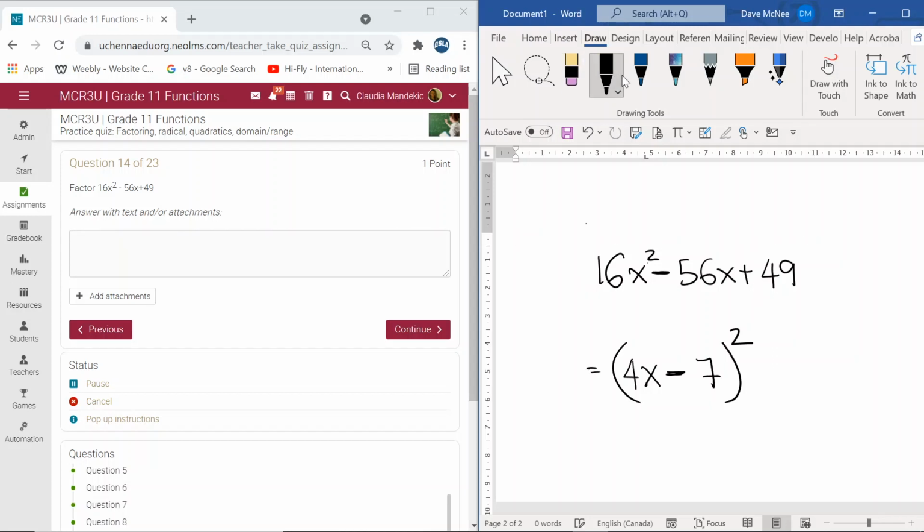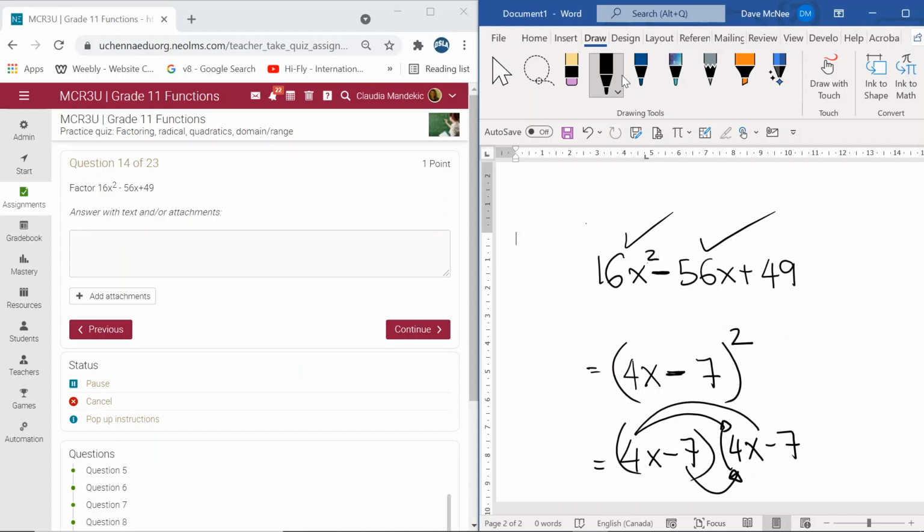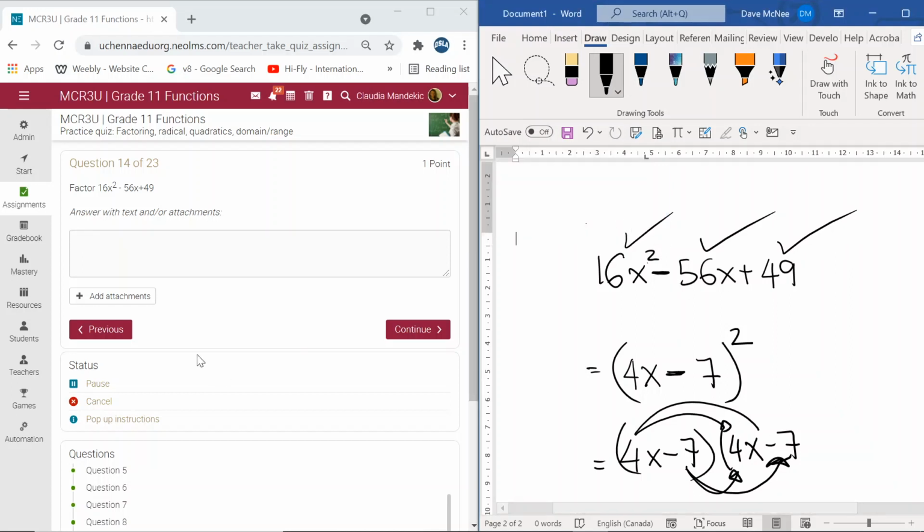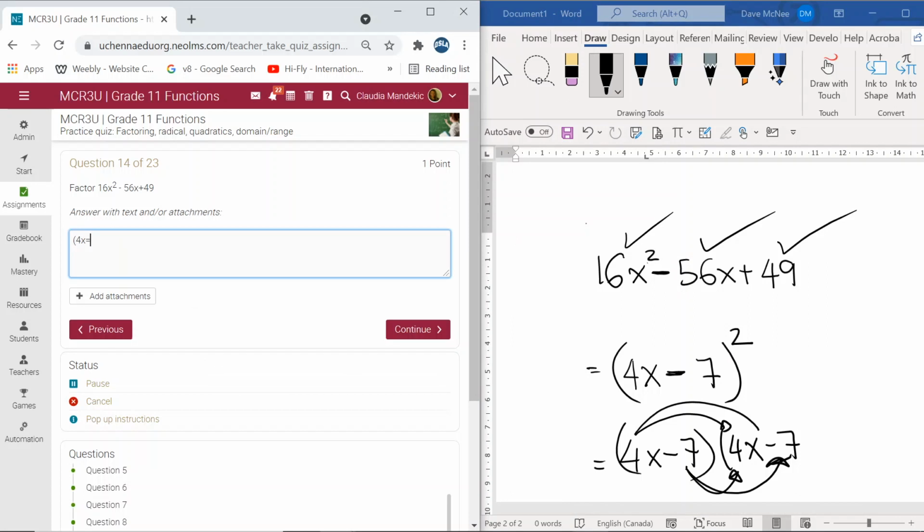And now again, if you want to double check it, you can do 4x minus 7, all of it squared, so times itself. If you multiply 4x by 4x, you'll get 16x squared. 4x times negative 7 will be negative 28x, and negative 7 times 4x will be negative 28x. Since it's negative 28 minus 28, you will get negative 56x as the middle term. And then, of course, negative 7 times negative 7 is positive 49. We are good. So this is just 4x minus 7, all of it to the exponent 2, and we are all done.